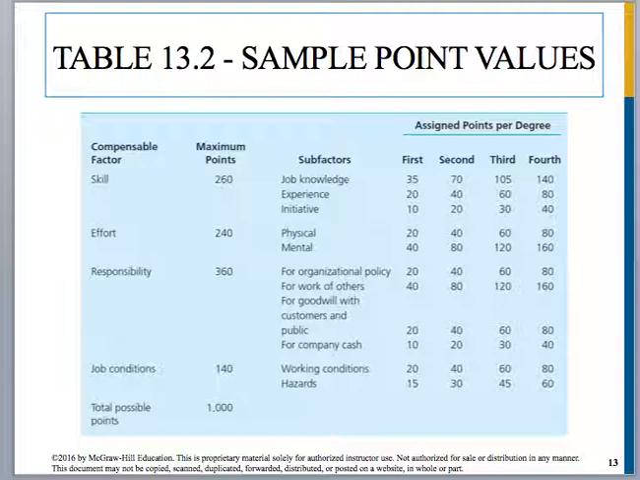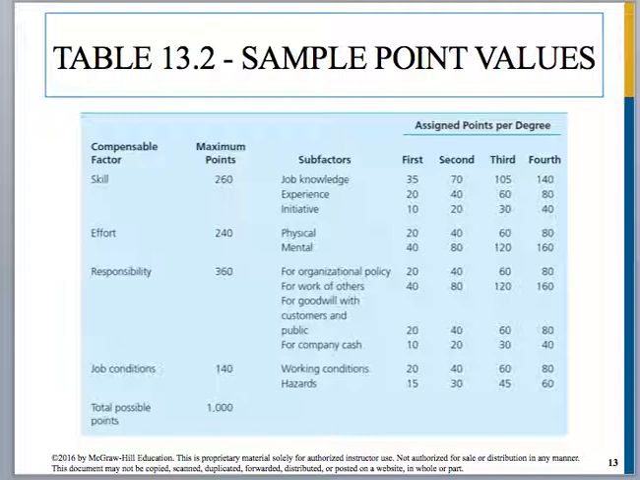And then you go into the subfactors, right? So we have the skill. Your subfactors of skill would be job knowledge, experience, and initiative. And when you look at first, second, third, fourth, those would be assigned points per degree. So the degrees are first degree, second degree, third degree, fourth degree, and those are the levels of your subfactors. So for job knowledge at your first degree, how many points could be assigned, second degree, and so on and so forth. The next subfactor under skill would be experience, and then the other would be initiative.